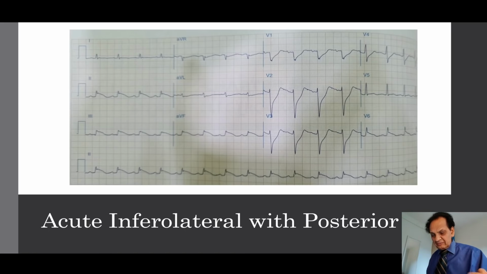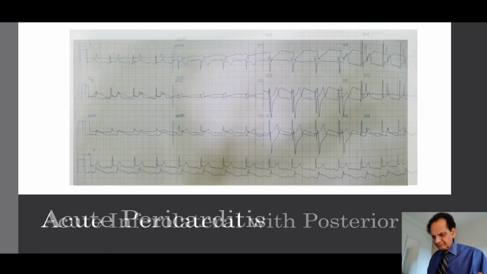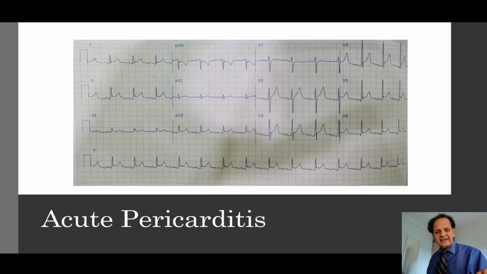Inferolateral with posterior, because there is ST segment depression in V1, V2, V3. A good picture that way of acute inferior wall MI: 2, 3, AVF and V6, inferolateral, as well as the ST depression, which is a mirror image of the posterior wall leads. If you want to see direct, then you will have to take V7, 8, 9.